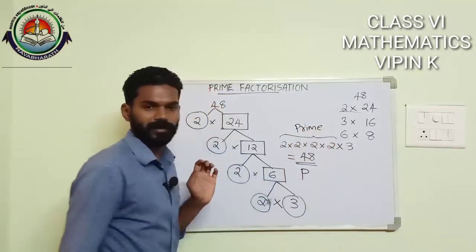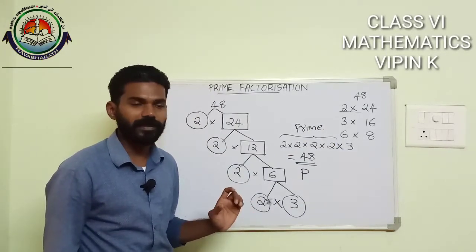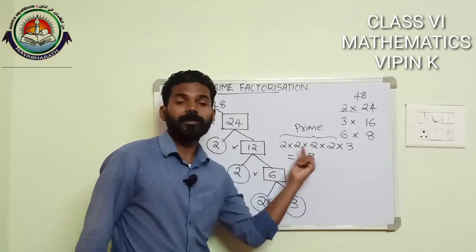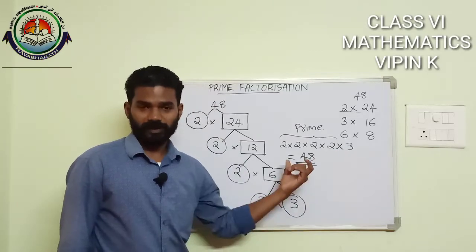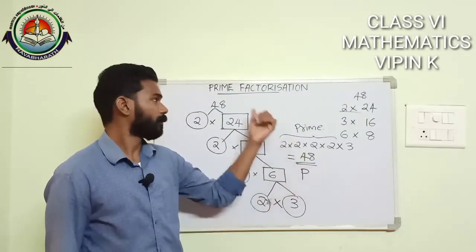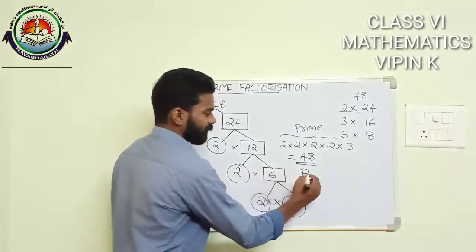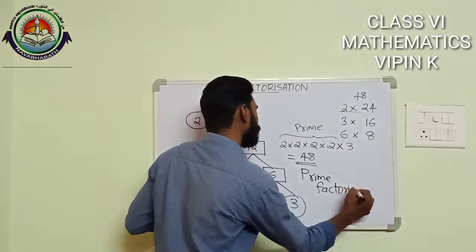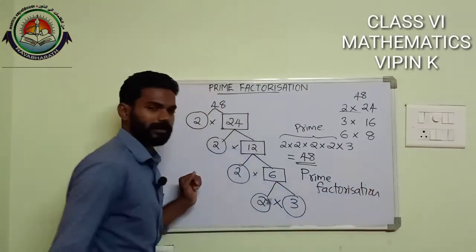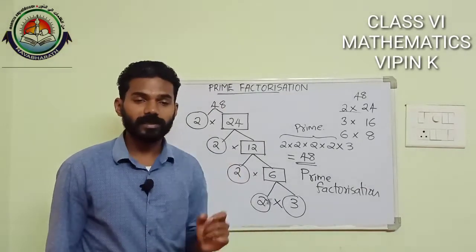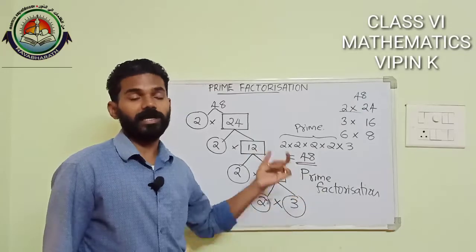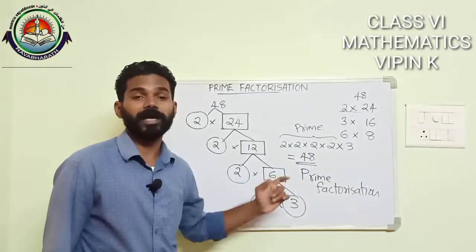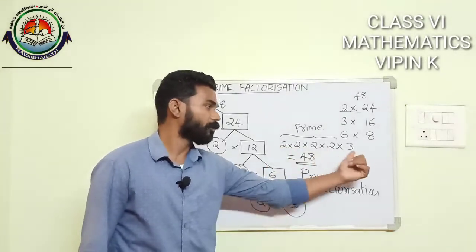So just like this, we can represent any number as a product of different prime numbers, and such a product is called prime factorization. So what is actually prime factorization? Prime factorization is the process in which we express a number as a product of its prime factors.